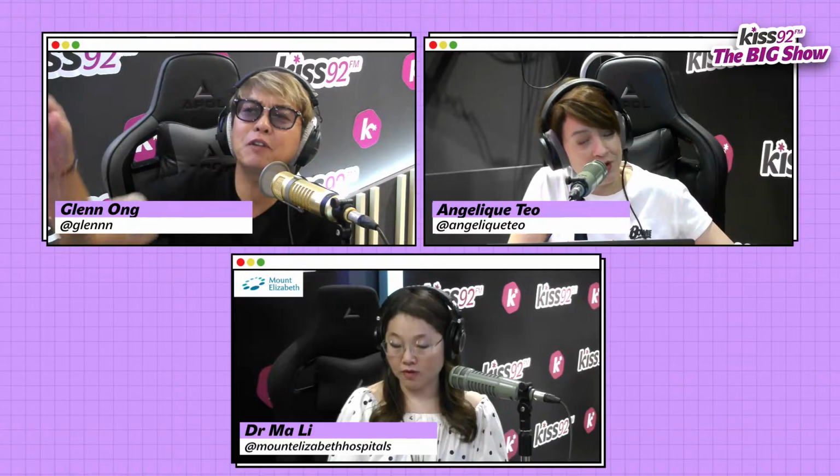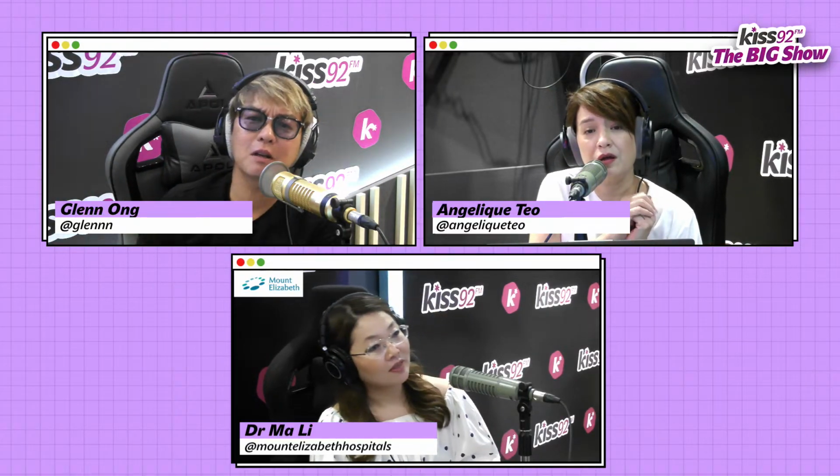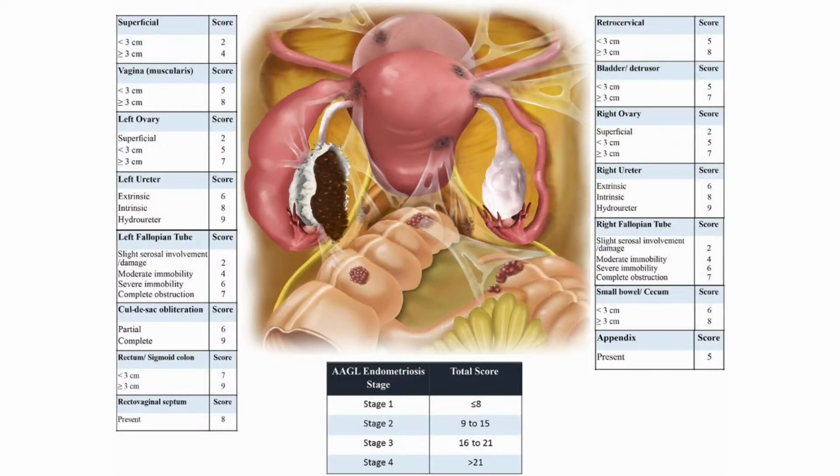Can we have a look at the diagram again? Tell us what we're looking at, because to the layman, this is just the inside of a body. Correct. This is commonly what we see with laparoscopy, as if we're looking at our pelvis from a top-down view. The top is the front. The bottom is the posterior.